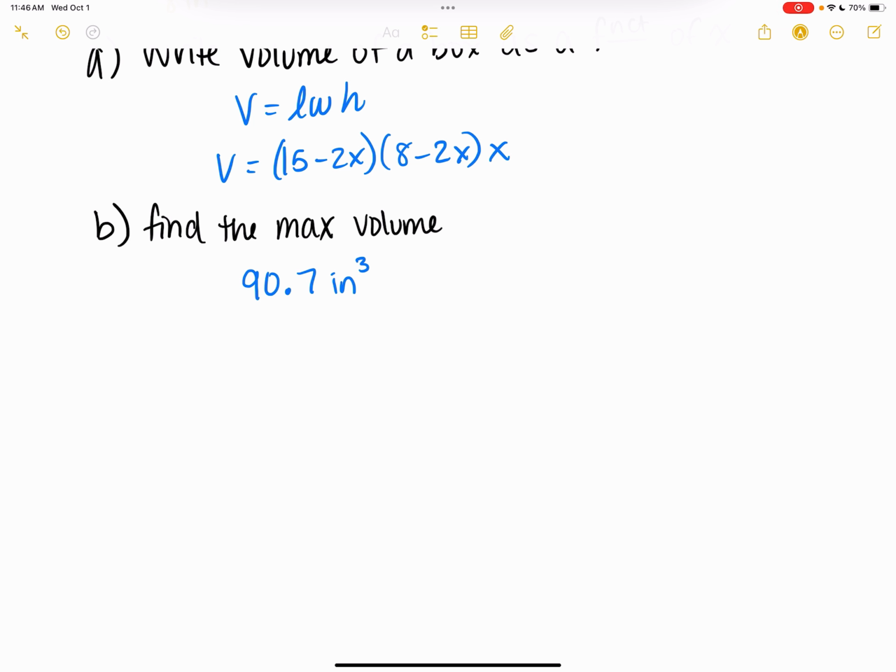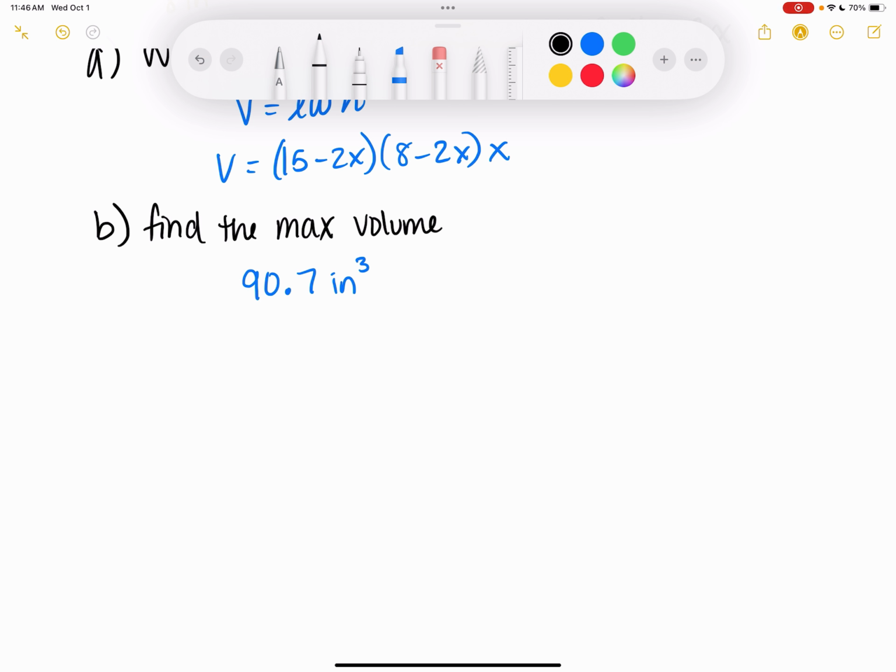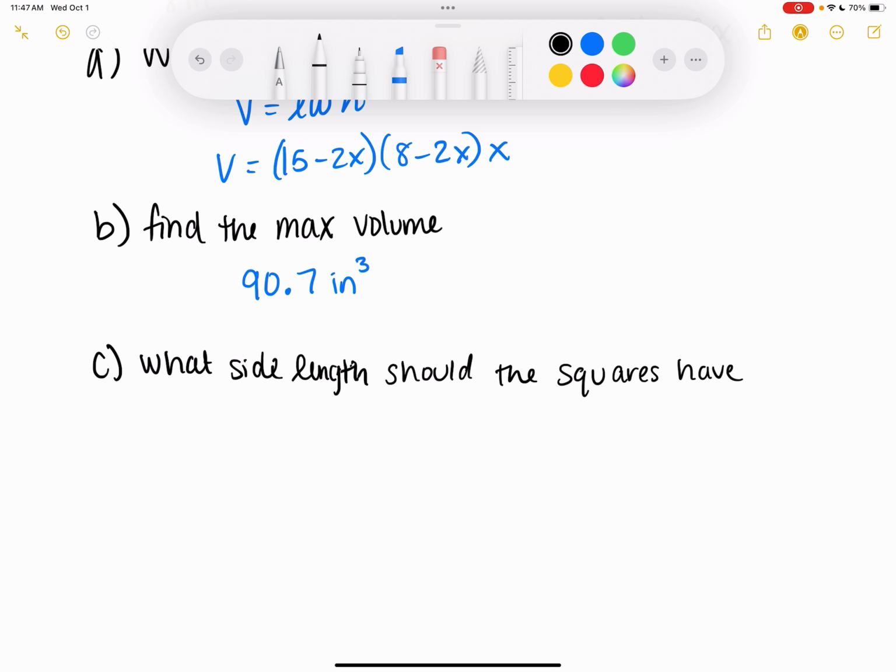Okay, so with that still on your screen, part C then says what side length should the squares have that are cut out? So when it tells you what your max volume is, it also gives you an x value that is 1.6 repeating. Or well, I guess at some point it's not repeating anymore. But so I would just say something like 1.67 inches.